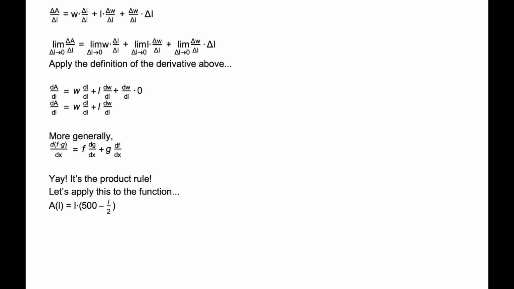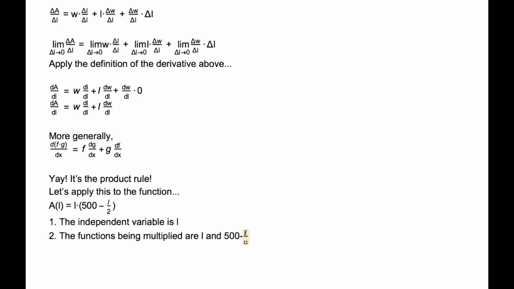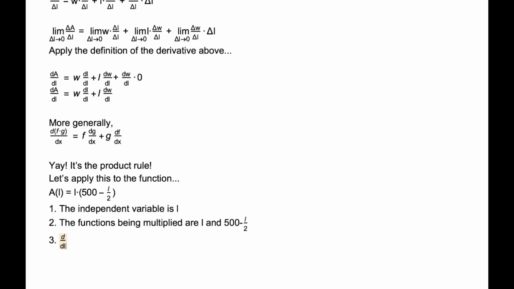A at L is equal to L times (500 minus L) divided by 2 in brackets. So we're going to start off. The independent variable here is L. The functions that are being multiplied together are L and (500 minus L) over 2. And we're going to figure out the derivatives of those. The derivative of L with respect to L is simply 1. The derivative of (500 minus L) divided by 2 is negative 1 over 2, just by the power rule here.